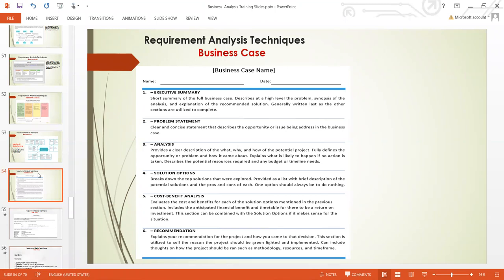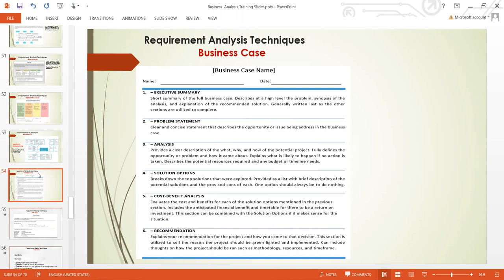So let's look at the business case point by point. Here is the executive summary. You have to start with the executive summary. It's a short summary of the full business case. It describes at a high level the problem, a synopsis of the analysis, and an explanation of the recommended solution. It is generally written last, as the other sections are utilized to complete it.